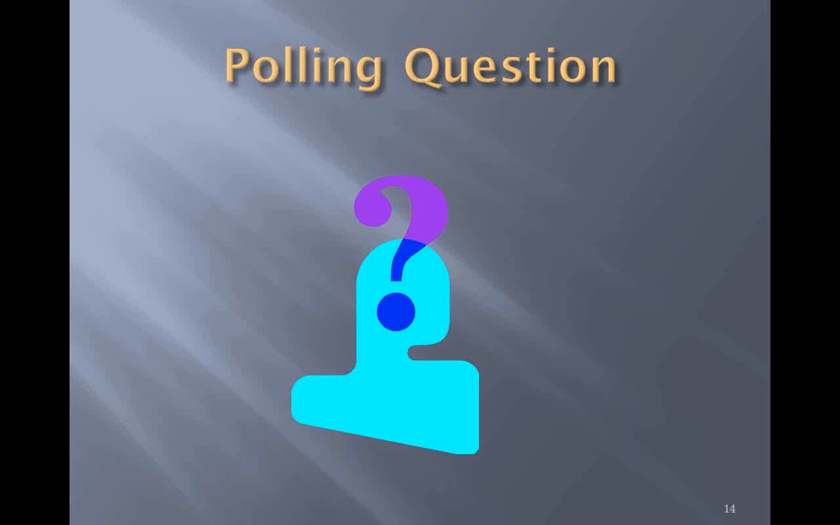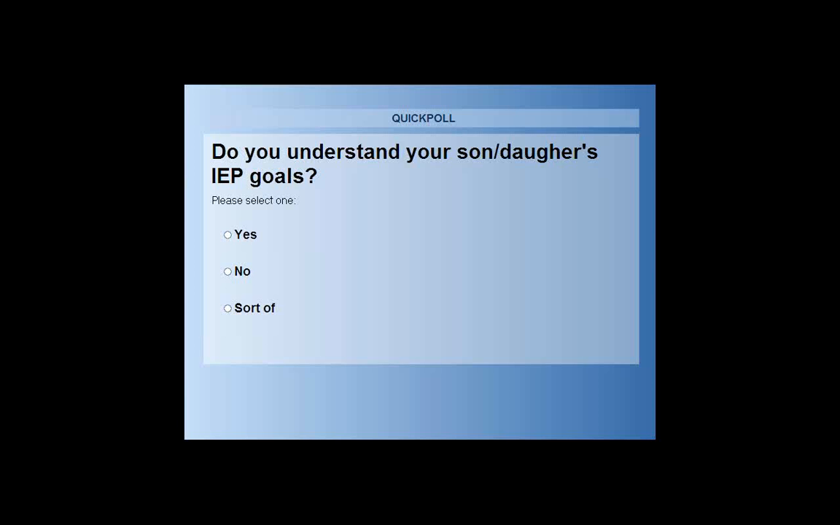Okay, so now we want to know, we have a question. Do you understand your son or daughter's IEP goals? And we have yes, no, and sort of. Because I like sort of, because sometimes it feels like sort of. And we're getting a lot of sort of. And that's why I'm glad everyone's here today. The votes are coming in steadily. I'm going to leave the poll open for a few more seconds. We're getting an interesting distribution, which I'm going to share with you here in just a second. Okay, nearly everybody has voted, so I'm going to close that poll and share those results.